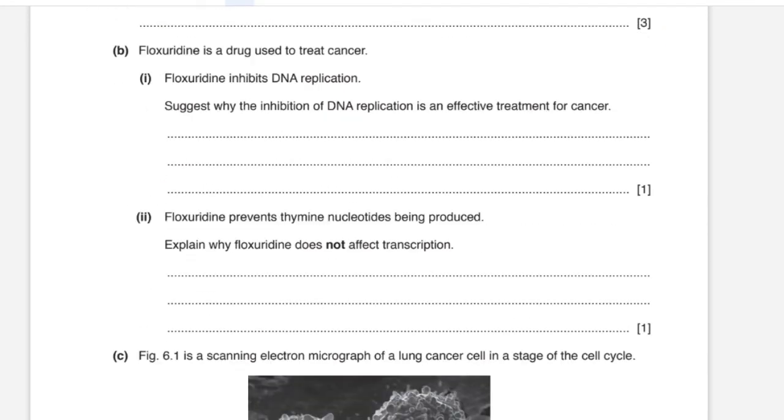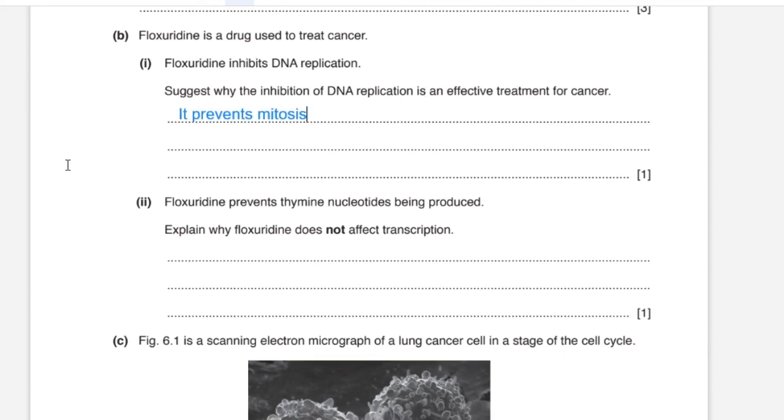Floxuridine is a drug used to treat cancer. 1. Floxuridine inhibits DNA replication. Suggest why the inhibition of DNA replication is an effective treatment to kill cancer. So cancer cells divide uncontrolled, and if DNA replication does not occur, that means mitosis is prevented also, which is essential for cancer cells.